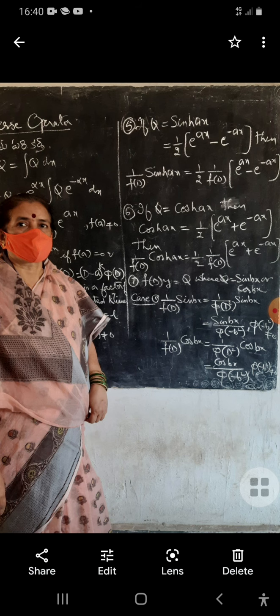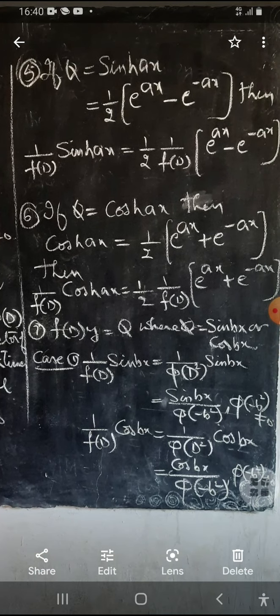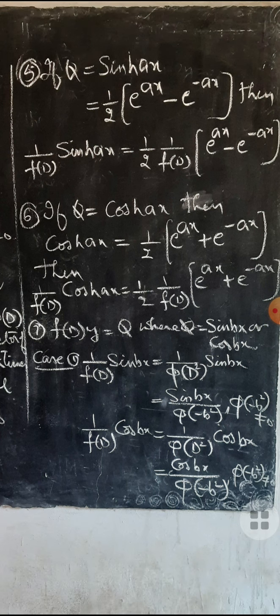Then 1 by f of D sinh ax is equal to 1 by 2 times f of D operating on e power ax minus e power minus ax. Another formula: if Q is equal to cosh ax, then cosh ax is equal to 1 by 2 times (e power ax plus e power minus ax). And then further, 1 by f of D of cosh ax is equal to 1 by 2 times (1 by f of D e power ax plus e power minus ax).